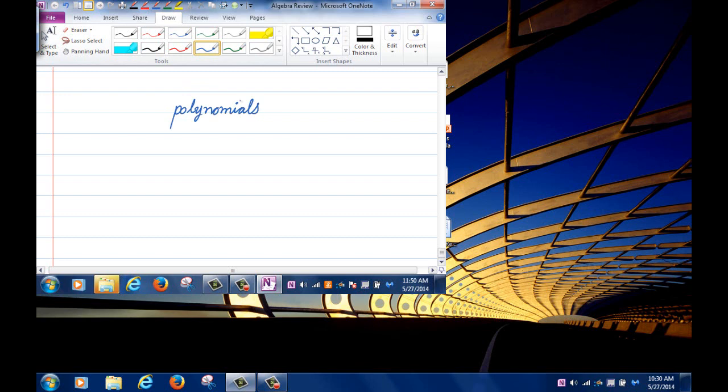What are polynomials? Well, a polynomial is any expression of the form a_n x to the n plus a_(n-1) x to the n minus 1 plus dot dot dot plus a2 x squared plus a1 x plus a0. So if you have any expression like this, it's called a polynomial. You are taking the sum of powers of x multiplied by some constants. So a0, a1, a2, these are called coefficients of the polynomial. Each exponent here is a positive integer, okay?